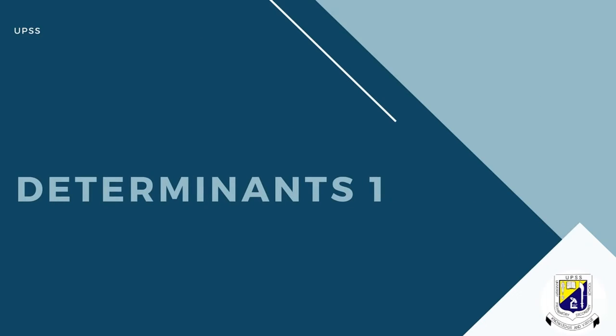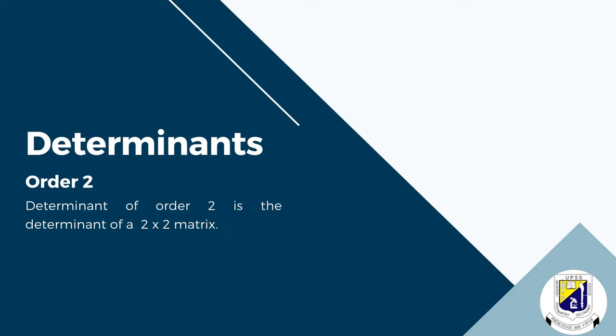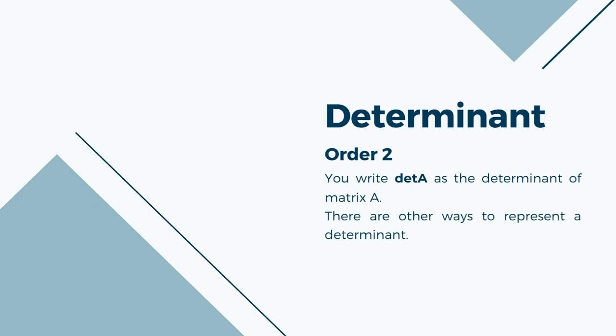In this lesson, you are going to learn determinant 1, and under determinant 1, we are going to look at the determinant of order 2, and secondly, we're going to look at how to solve simultaneous equations using determinants. You should put it at the back of your mind that the determinant of order 2 is also known as the determinant of a 2 by 2 matrix, that is, a matrix that has 2 rows and 2 columns.